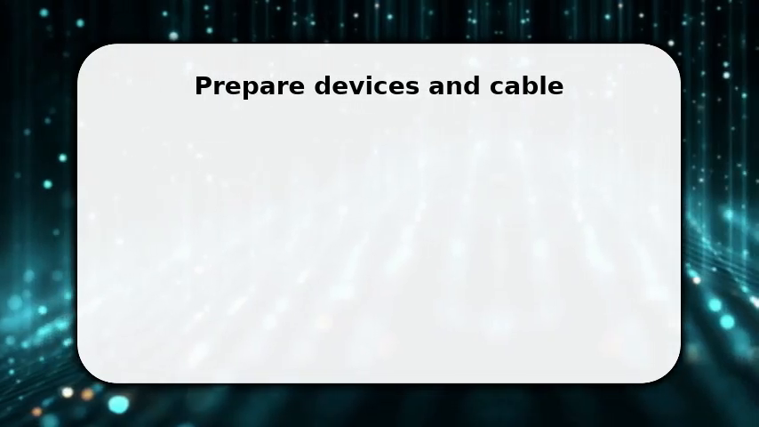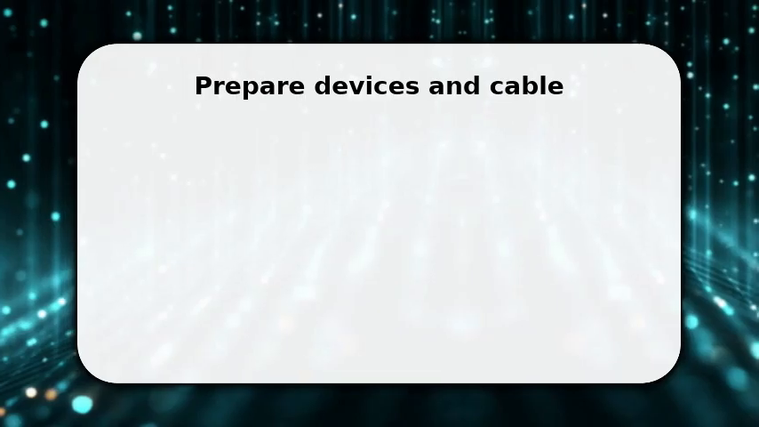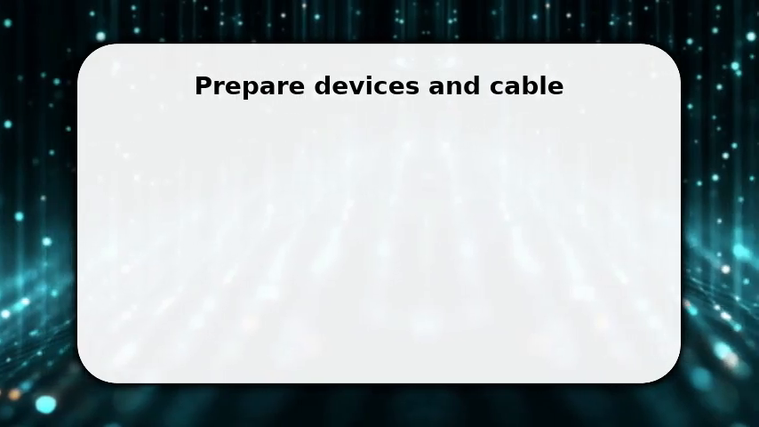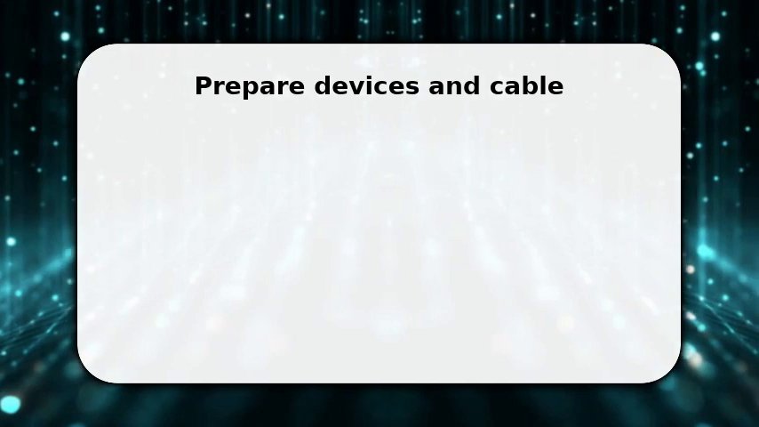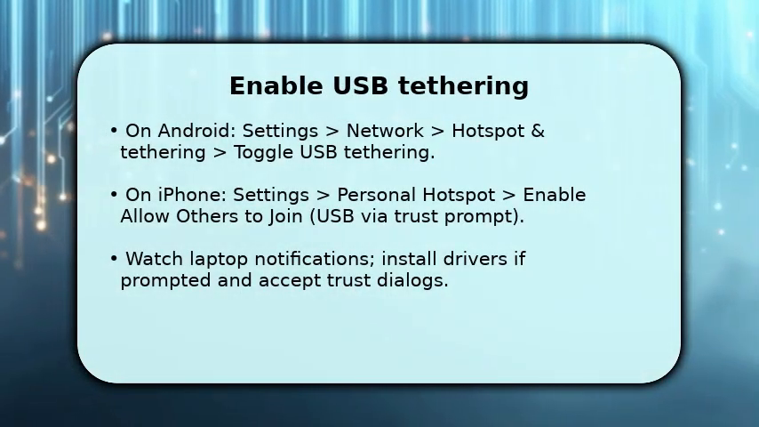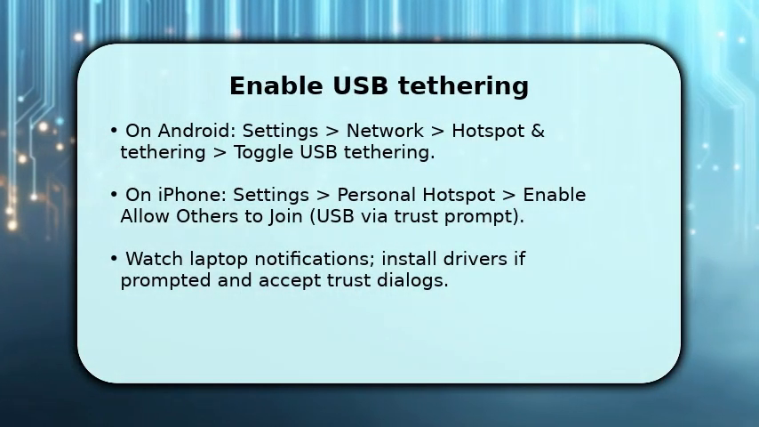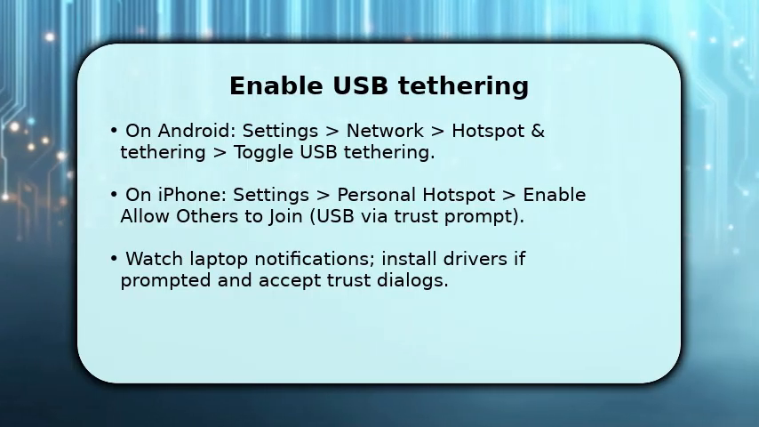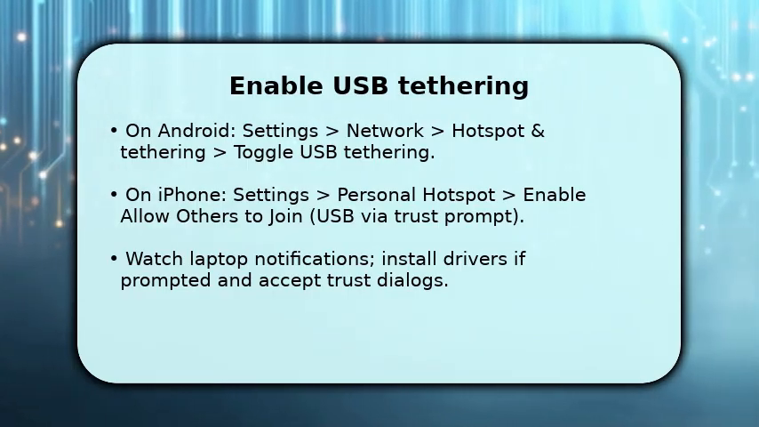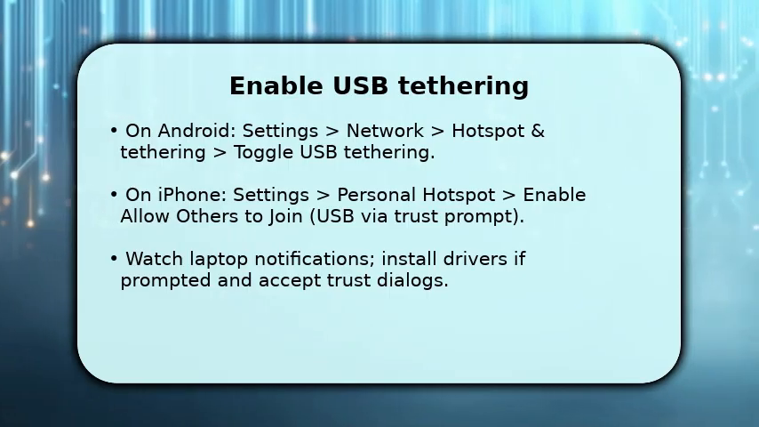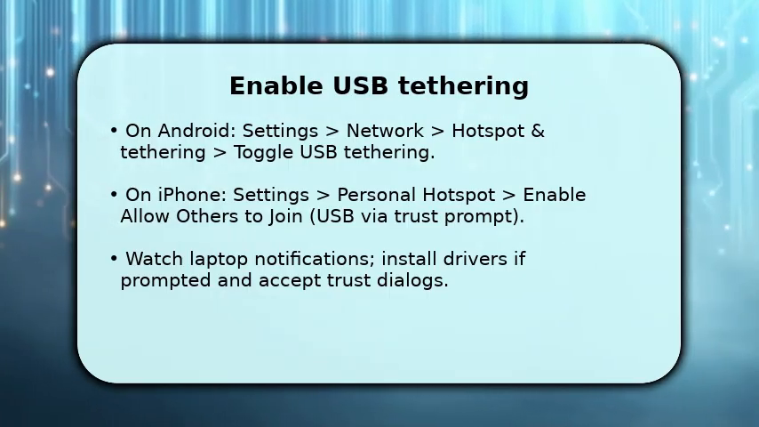Once done, keep the phone awake and visible because some phones require you to accept a prompt to allow USB data transfer. Next, you enable the tethering feature that turns your phone into a network interface. On Android, toggle USB tethering in Hotspot and tethering. The phone becomes a routed adapter, so your laptop uses mobile IP.